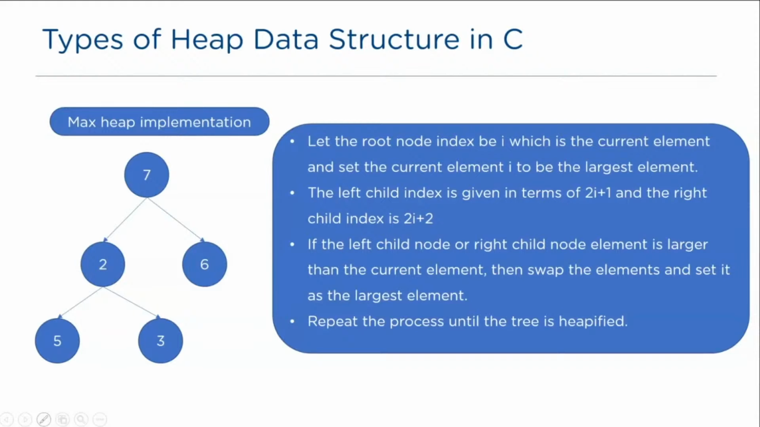By considering this example, the index of node 2 is 1. So by calculating the left child index 2i plus 1, where i is equal to 1, 2 into 1 is equal to 2, plus 1 is equal to 3. Swap the element with the index 3 node. That is, swap the elements 2 and 5. So now the parent node is greater than its children nodes, and finally, the tree is heapified.